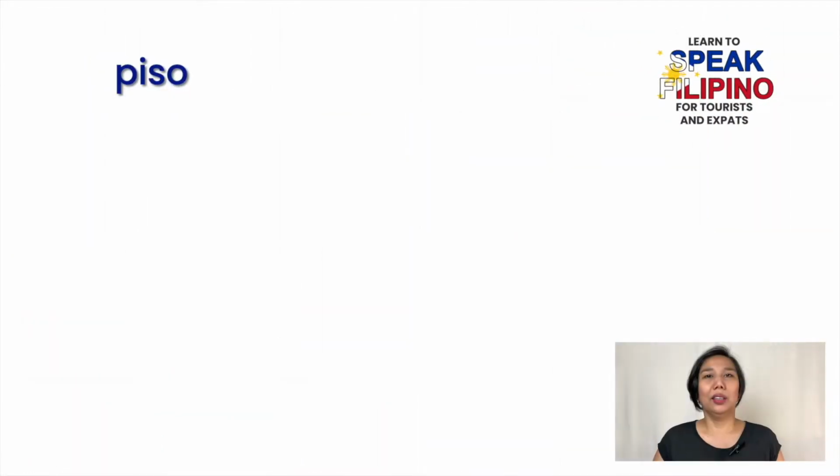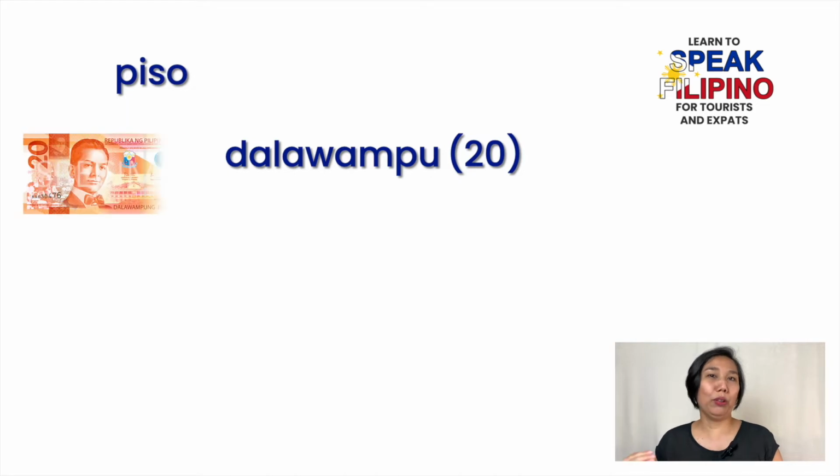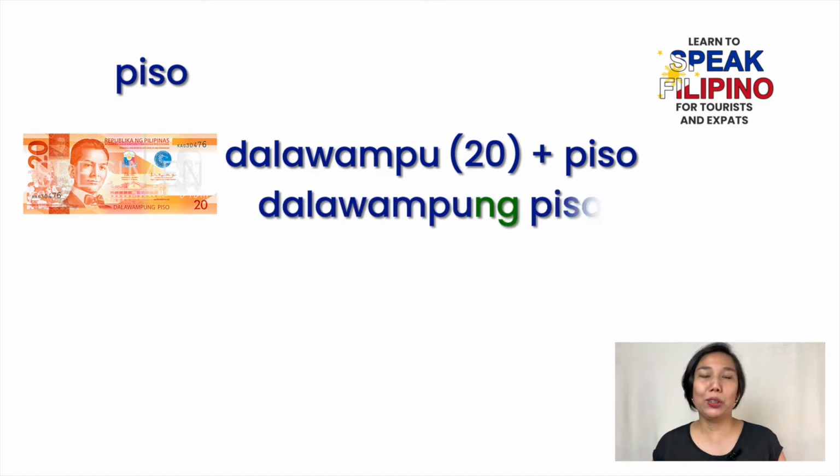Piso is used with the numbers in Filipino. So for example, you see dalawampu. Dalawampu is 20. Okay? So you want to say 20 pesos in Filipino. So you use dalawampu and the word piso, which is peso in Filipino. So 20 pesos is dalawampung piso.